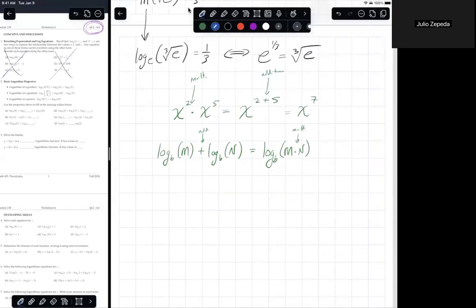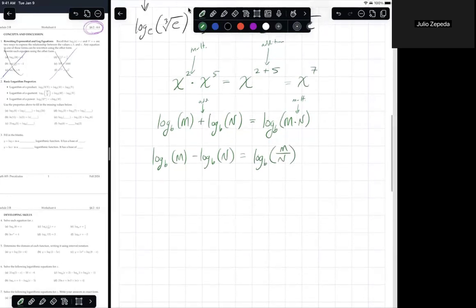Okay, and then similarly, log base b of m minus log base b of n is equal to the log base b of m divided by n. Okay, that shouldn't be too much of a surprise. If addition gives you multiplication, it makes sense that subtraction will give you division.